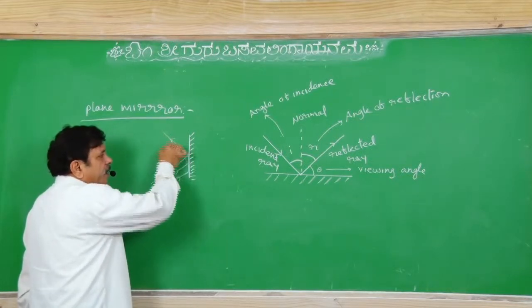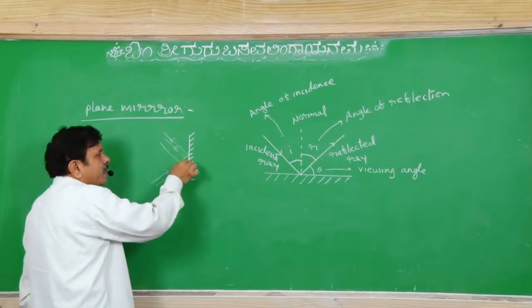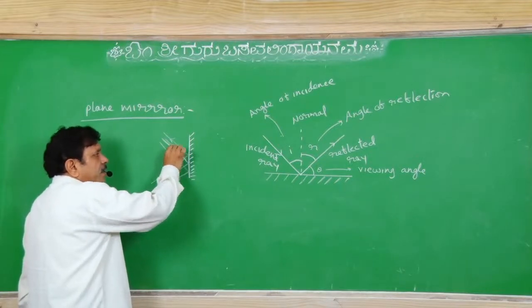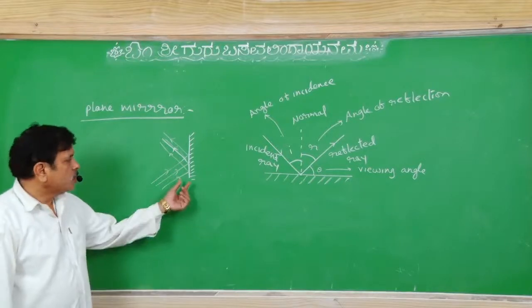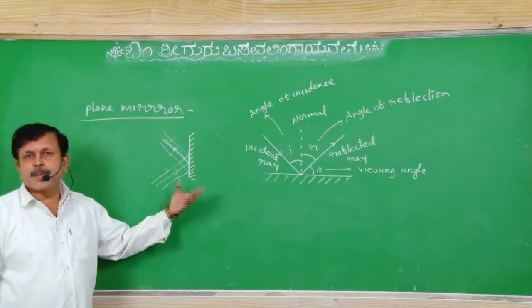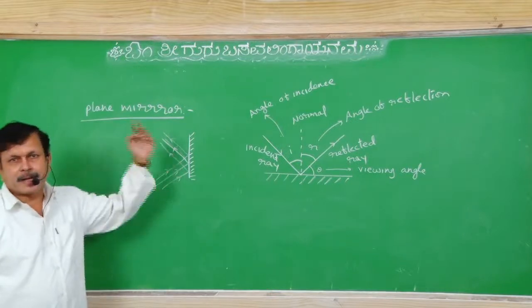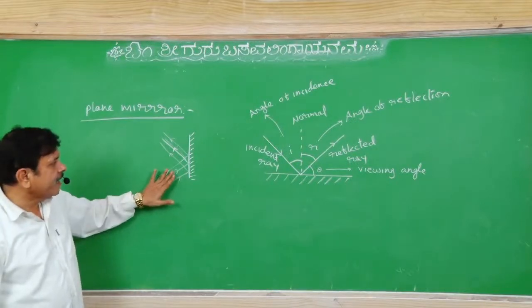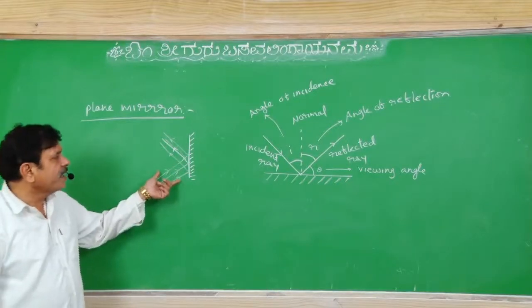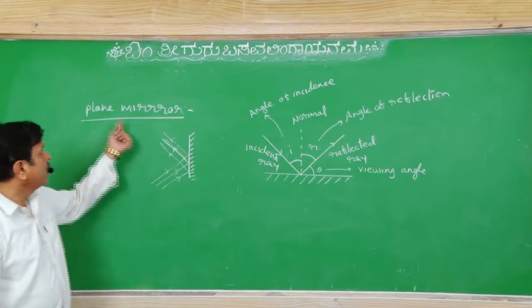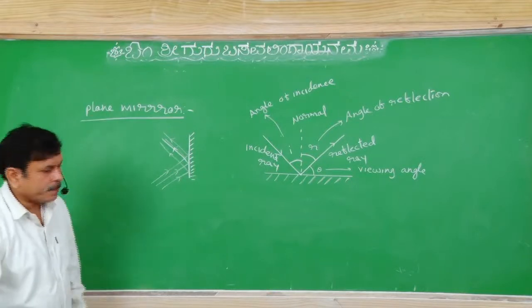Since mercury is used here, the mercury will act like a good reflector, so about 95 to 98% of light will be reflected back. And we can say that a plane surface which reflects most of the light incident on it is called a plane mirror.